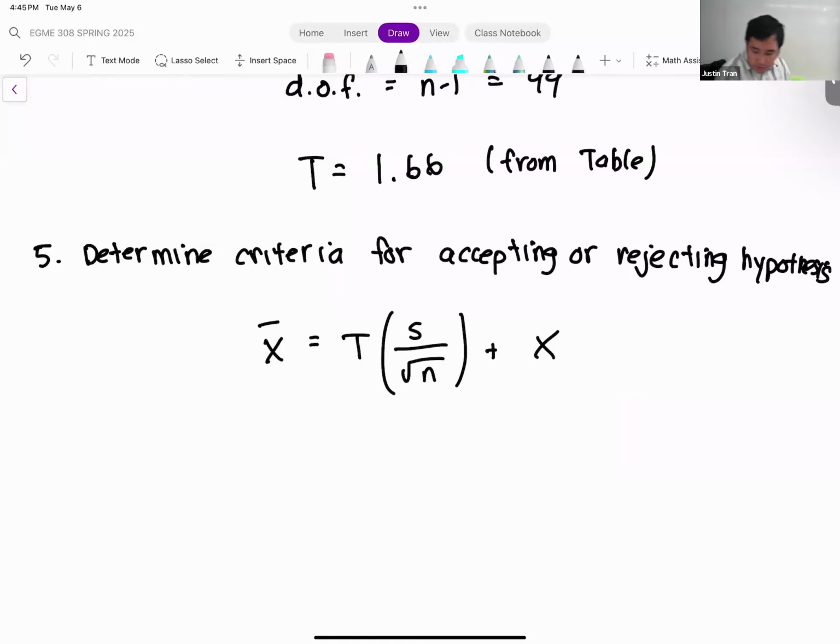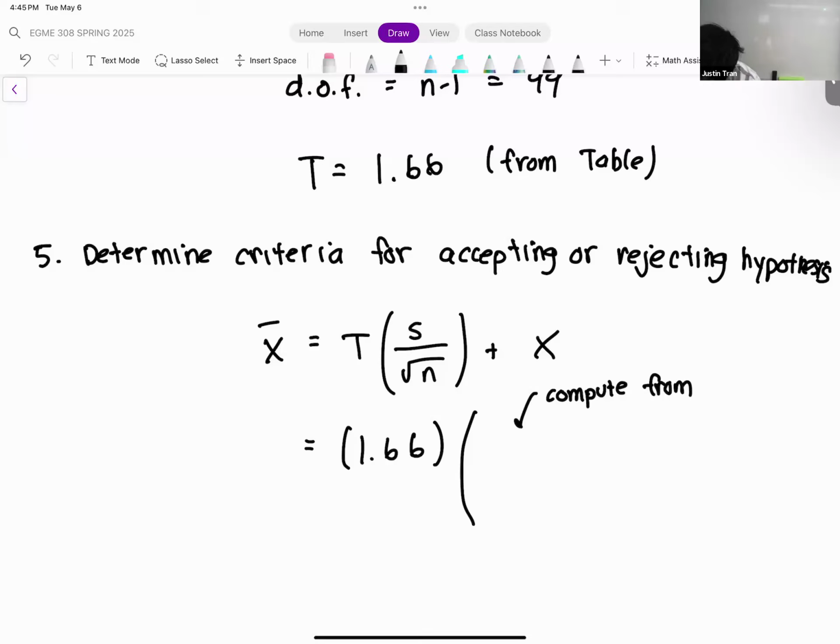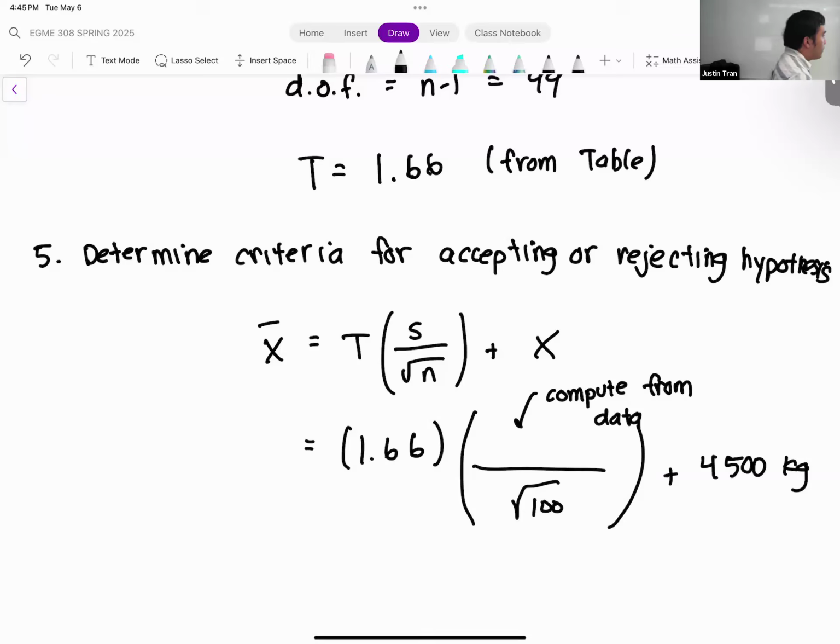Okay. So let's go ahead and plug in for this. t we just found out is 1.66. Now, to compute the standard deviation, you do need to get that from your data. Unless it's something that's standardized, unless you know it beforehand, you need to compute this from the data. And you're going to divide that by the square root of 100. And then to that, we're going to add 4,500 kgs.